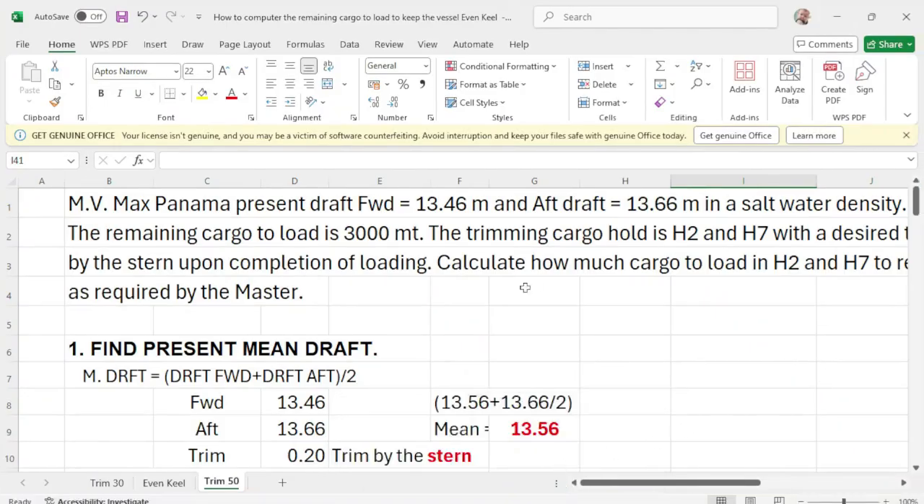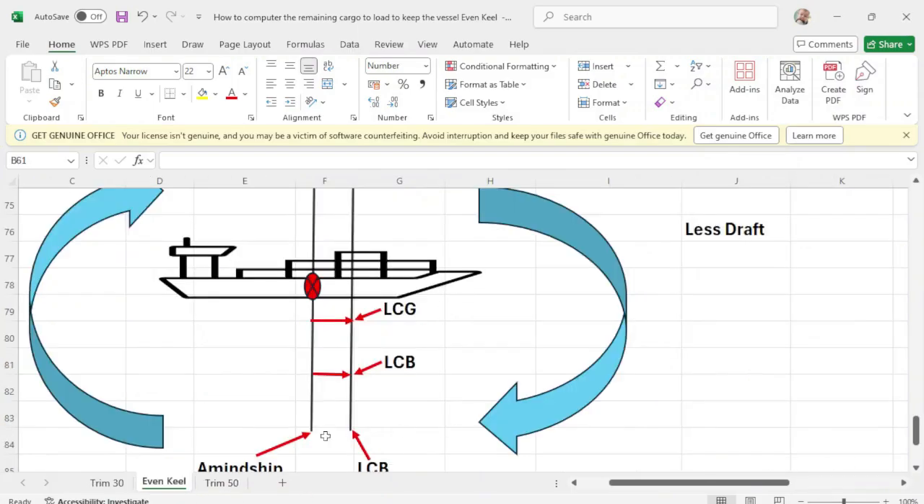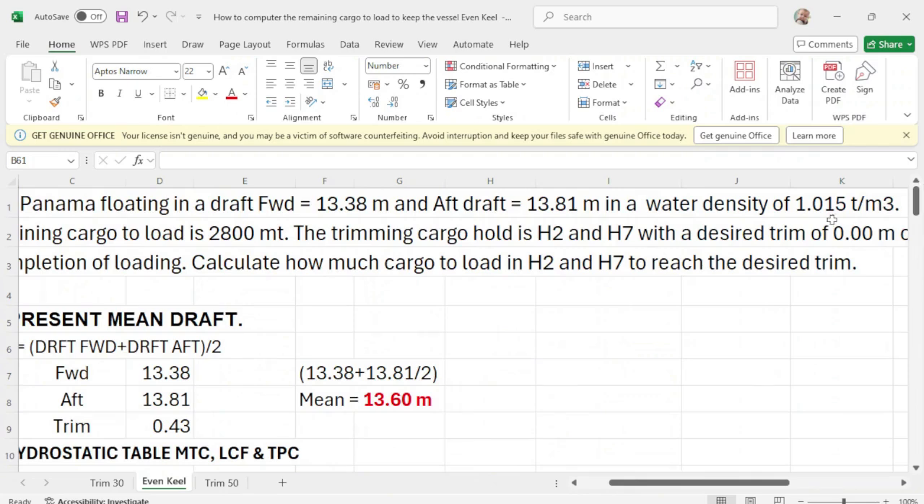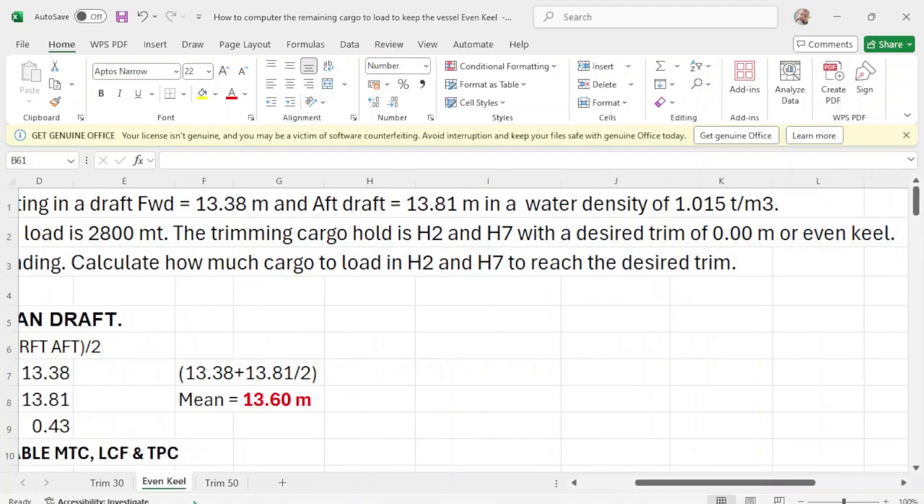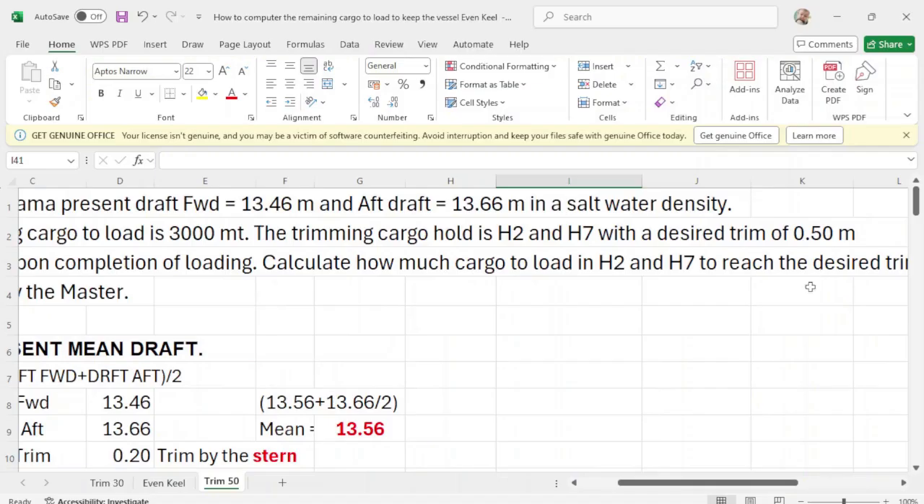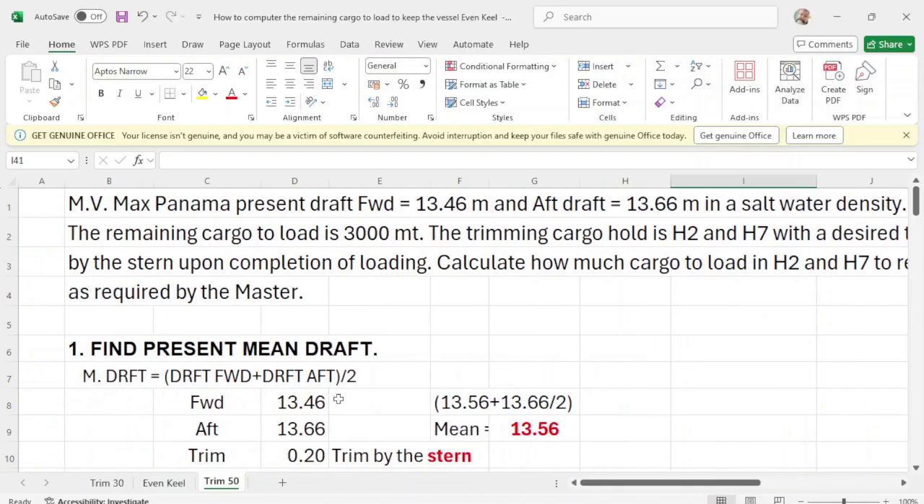So this is the problem. My previous vessel's trim was 30 centimeters, and the second video was even keel, or zero trim. Now we have a trim of 50 centimeters. So let's start, guys, and read the problem.